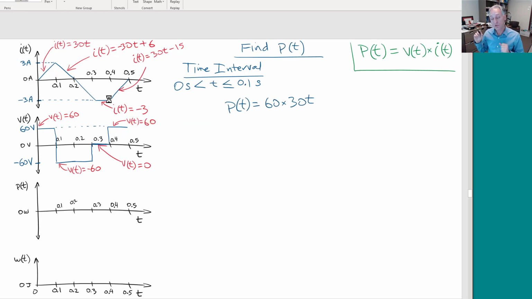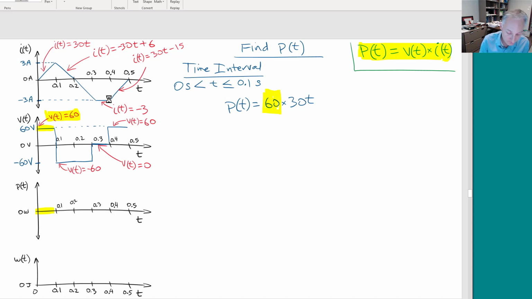So then, let's find the power. When we're solving for the power, we use the relationship P is equal to V times I, just like for the capacitor, just like for the resistor. So let's consider our first time interval, 0 to 0.1. What's the power? Power is voltage. So the voltage is here, it's that line, and that's the function. V of t is equal to 60, and that's what we have here.